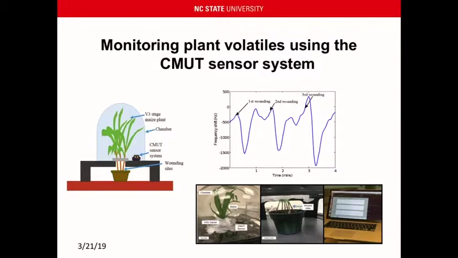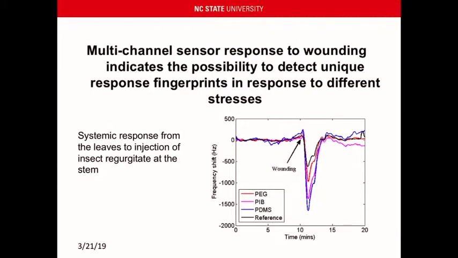So in this, you see this corn plant inside this glass dome with a sensor inside of it, and we wound the plant. And you can see that essentially immediately upon wounding the plant, there's a huge release of volatiles, and we can detect them. Fantastic.